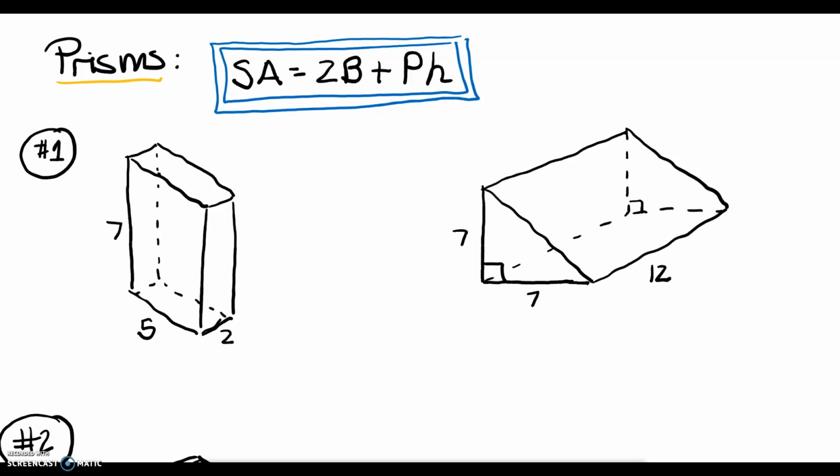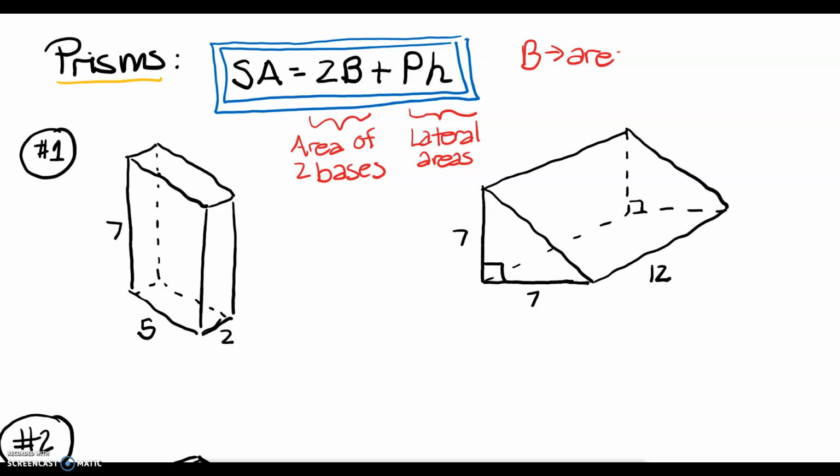So let's go ahead and define these pieces. This is the area of the bases, of both bases together. Two bases. Therefore, this must be the lateral area. And I just want to make sure that you know that capital B is the area of one base, because the bases are congruent, and capital P is the perimeter of the base.